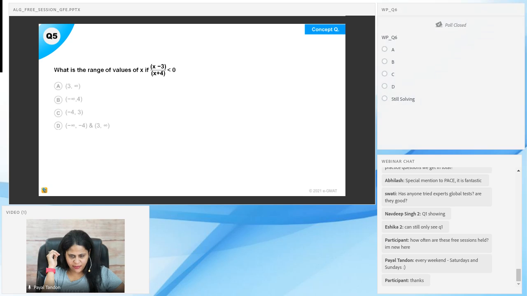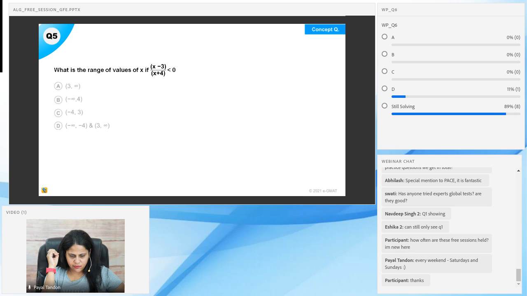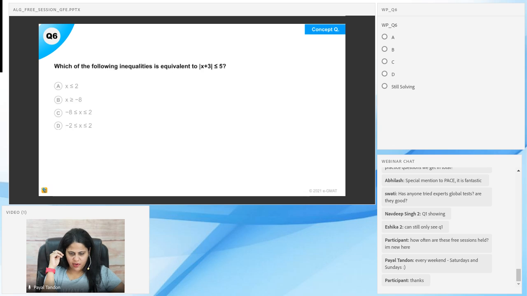We are moving into absolute values. And this is going to be one of the easier questions. So click on still solving, please. Okay, here you go.